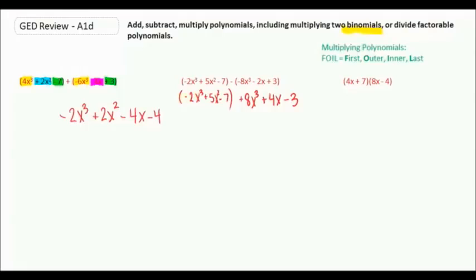Okay, we have our negative 2x cubed and our 8x cubed. We have a 5x squared and nothing to match up with it. We have a negative 7 and a negative 3, and then a 4x. So a negative 2x cubed plus 8x cubed is 6x cubed. Once again, nothing goes with our x squared. Nothing to match up with our plain x. And then negative 7 minus 3 is negative 10.